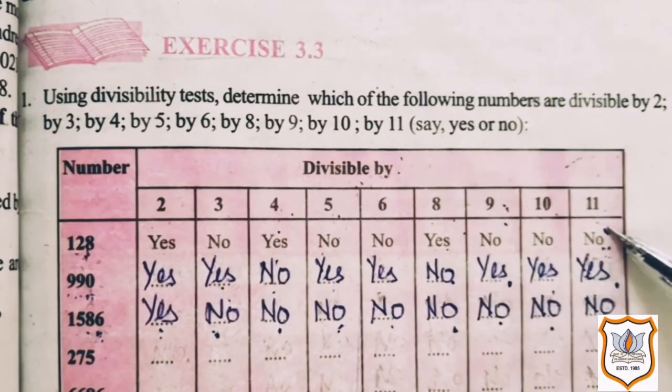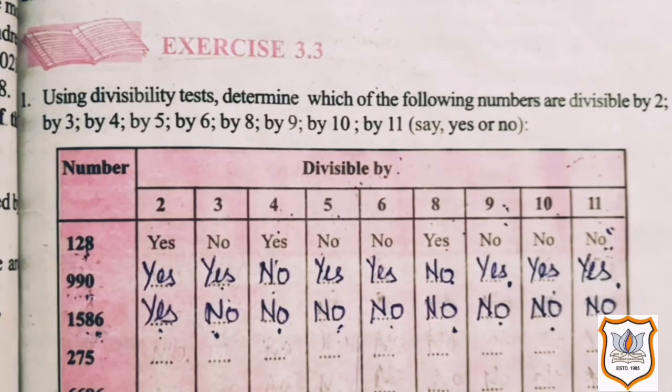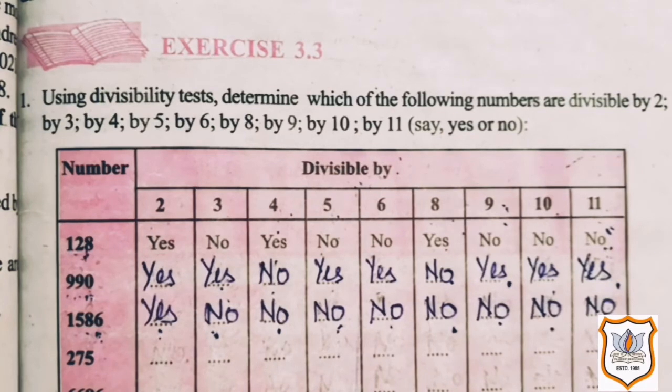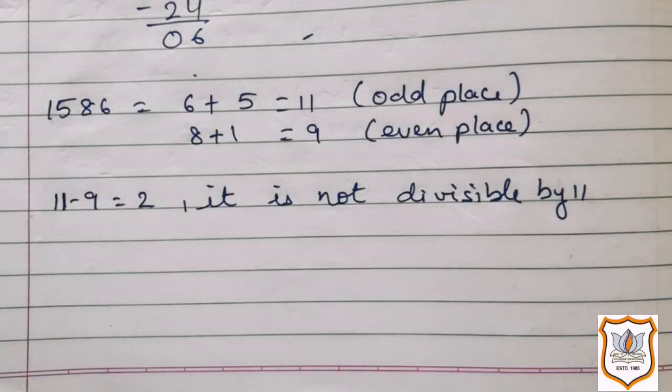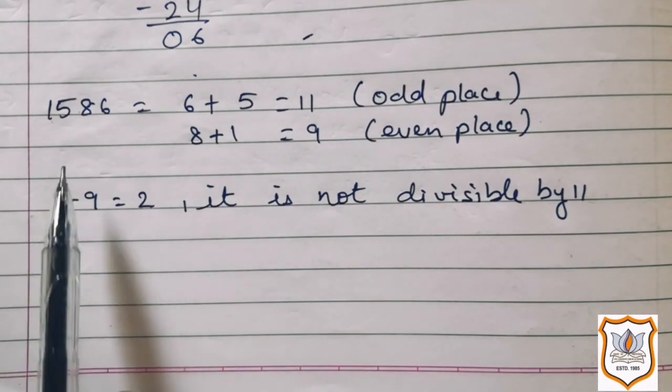Divisible by 11. To find out whether the number is divisible by 11, we have to find out the difference between the sum of the digits at the odd places and the sum of the digits at the even places. If the difference is 0 or a number divisible by 11, then the number is divisible by 11. Now we will find out the sum of the digits at the odd place and the sum of the digits at the even place.